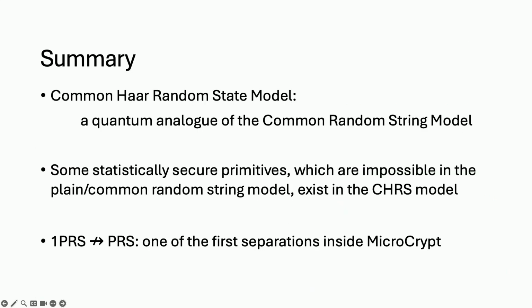All right, so in summary, we define the common Haar random state model, which is a quantum analog of the classical common random string model. And we show some statistically secure primitives, which are impossible in the plain model or even in the common random string model, exist in the CHRS model. And we also prove the black box separation between one PRS and PRS.